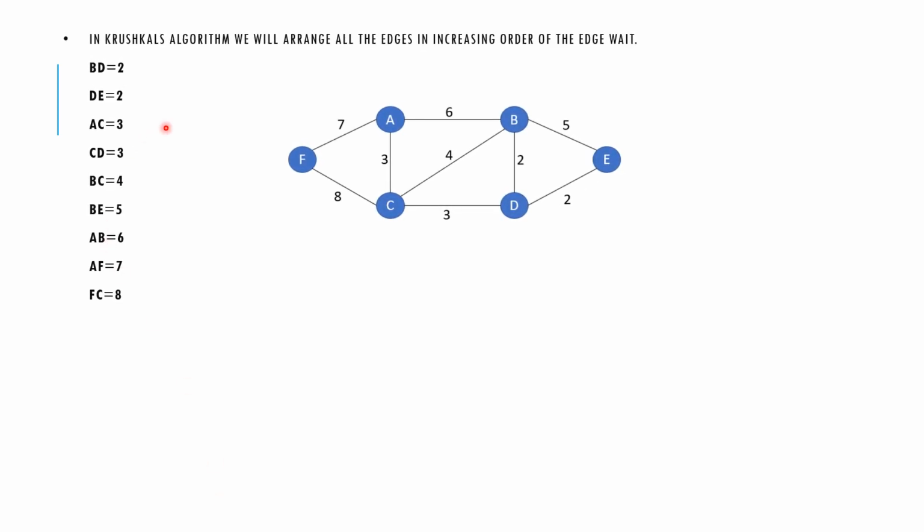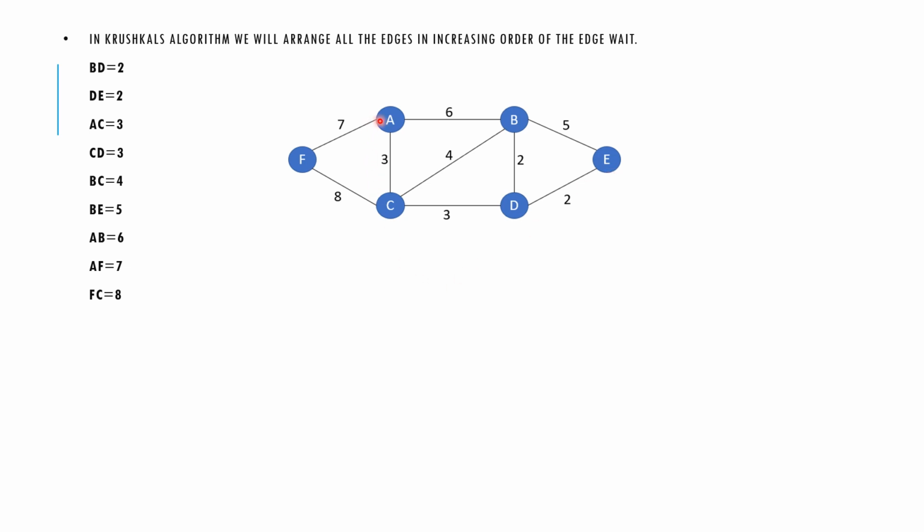Now in Kruskal's algorithm, we arrange all the edges in increasing order of the edge weight. Increasing order means small to big, and the smallest edge weight is 2, which is on the edges B to D and D to E. We write these first in increasing order. B to D is 2 and DE is 2.